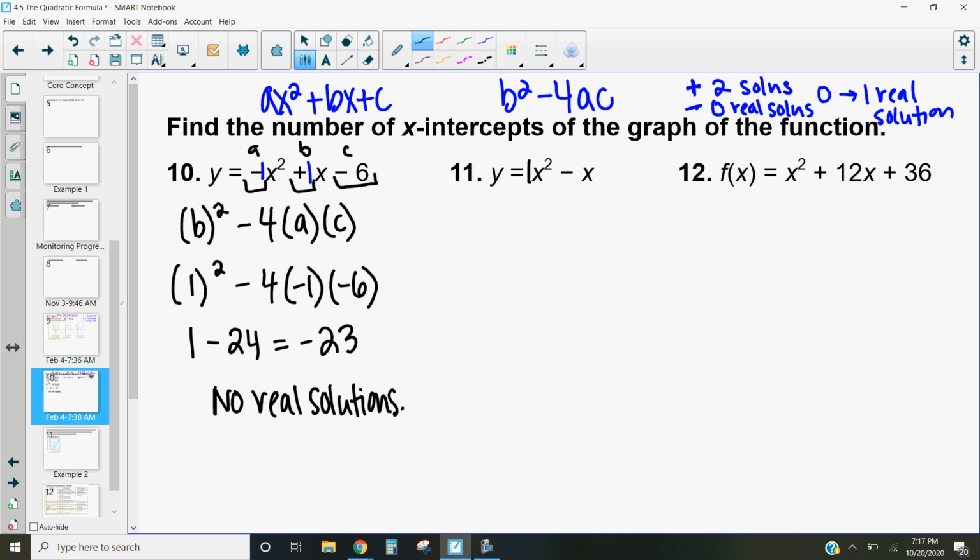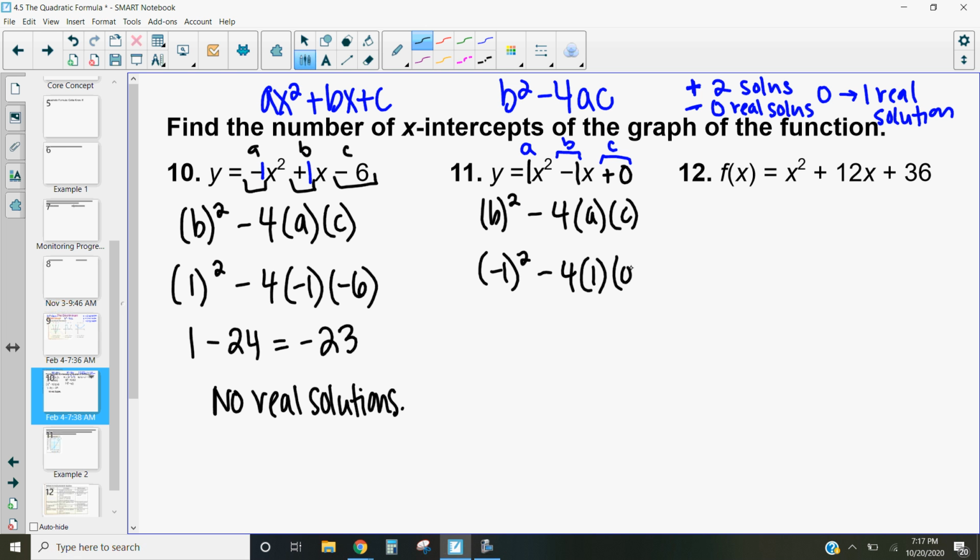Okay, now let's try this next one here. So I'm going to put my numbers in. Notice how there's no c value here. Our c is a +0. So then we want to substitute this in just like we did before. Our b squared minus 4 times a times c. Again, a is 1, b is -1, and c is going to be 0. So let's substitute those numbers right in. So b is -1, minus 4 times a times c.